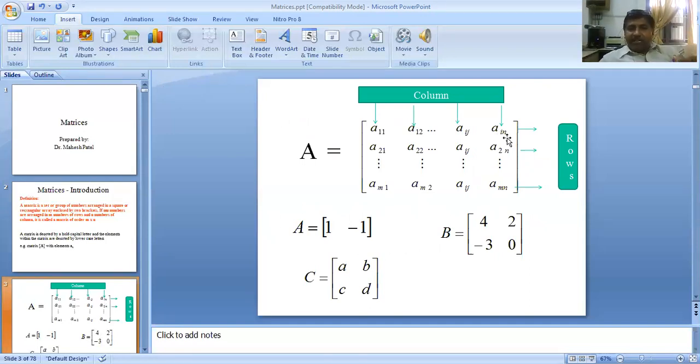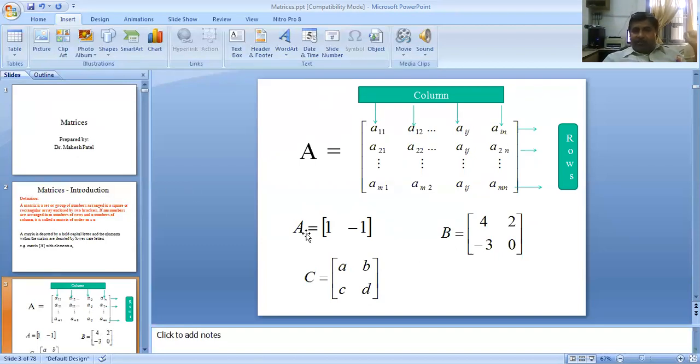The vertical lines shown in the matrix denote columns, and the horizontal lines in the matrix show the rows of a matrix. That is, we can take it simply in terms of standing lines and sleeping lines as well. Standing lines show the number of columns of a matrix and sleeping lines show the number of rows of a matrix.